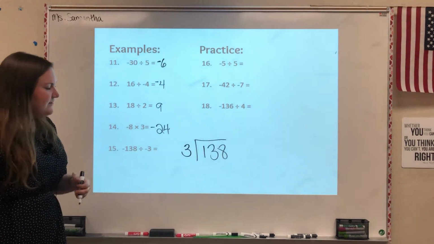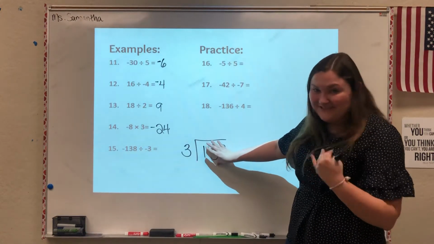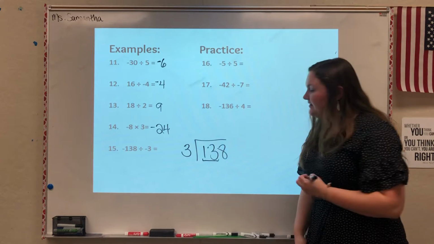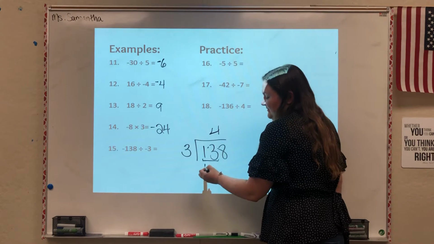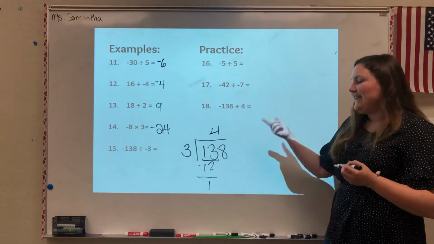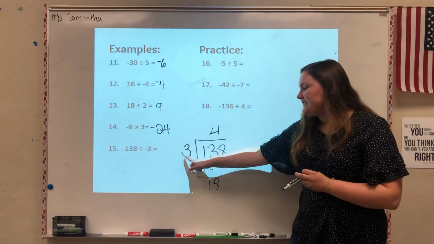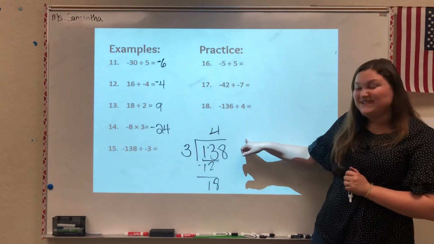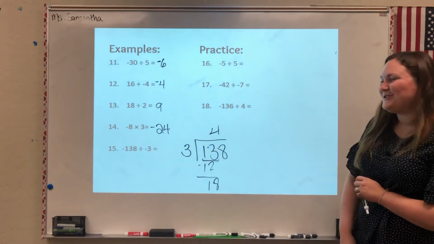Now when I do that, 3 goes into 1 no times because 3 does not go into 1. But 3 does go into 13, so I'm going to combine these numbers together. 3 goes into 13 4 times. I know that because I know 3 times 4 is 12, and that's going to mean that there's a remainder of 1. We can keep going. The next step, bring down that 8 to put here, and then we ask ourselves, how many times does 3 go into 18? Why don't you go ahead, finish up this division, and give an answer for this question here of negative 138 divided by negative 3.